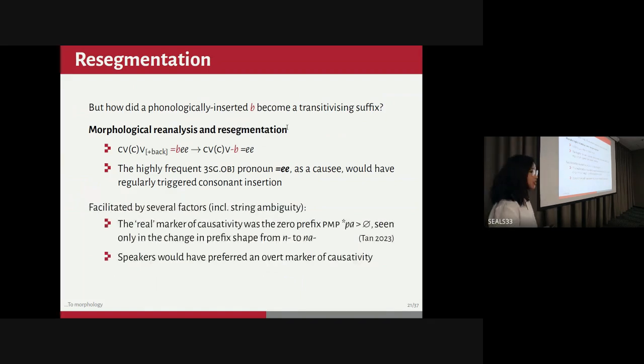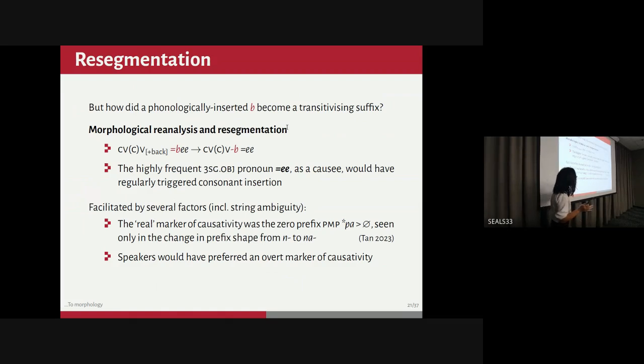So this was facilitated by several factors, mostly involving string ambiguity, where basically the real marker of causativity, right, was, as I mentioned earlier, the PMP prefix pa, that due to regular sound change would have become phonologically null. Basically, it goes from pa to ha, and then there was antepenultimate syncope to h, and then HC clusters would reduce. And this is actually what causes the agreement change from in to na. I'm happy to talk about this more in detail, but the whole idea is that really the actual overt marker of causativity was lost due to regular phonology.